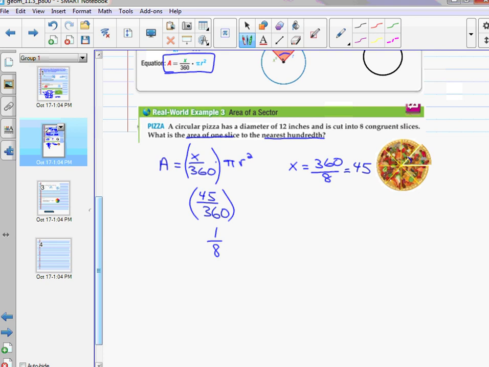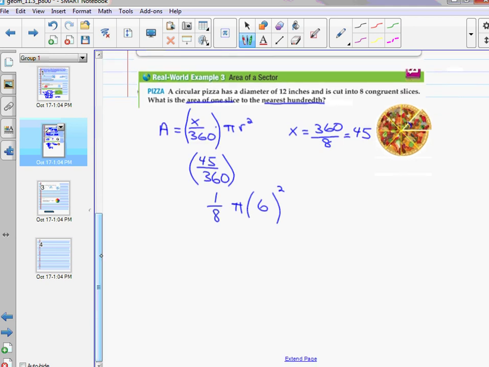But it would still work if we left it 45 right out there. Times pi times the radius squared. What's our radius? 6. Because the diameter was 12 inches, so our radius is 6. Now I'm going to do this and get the exact area, and then we're going to go to our nearest hundredth. What is 6 squared?